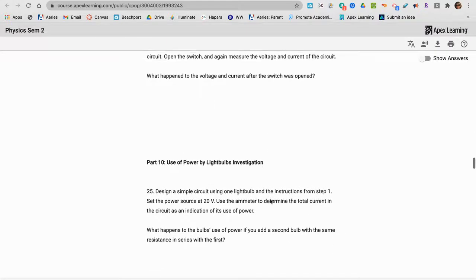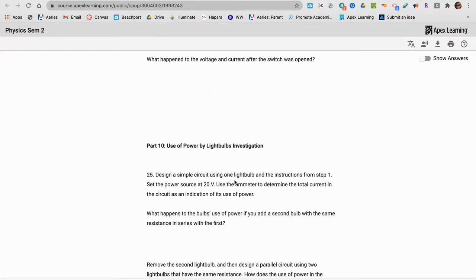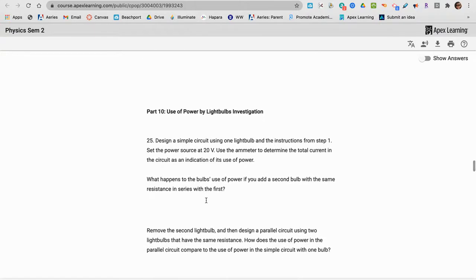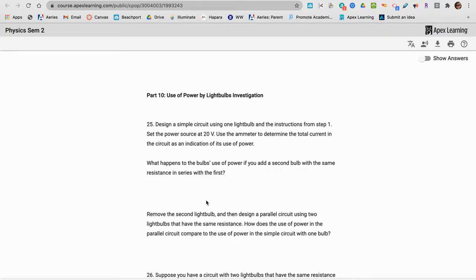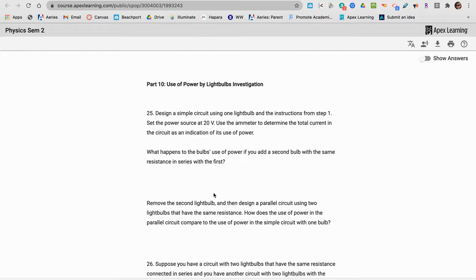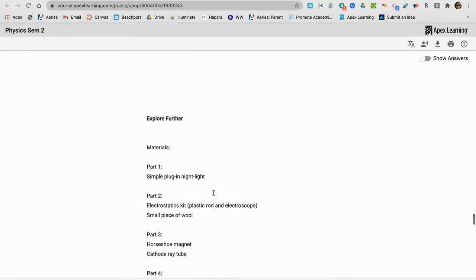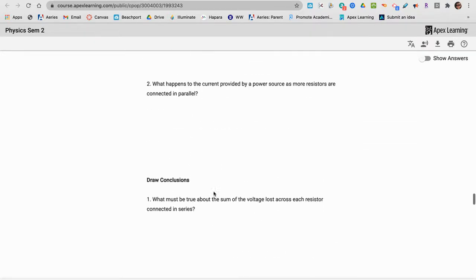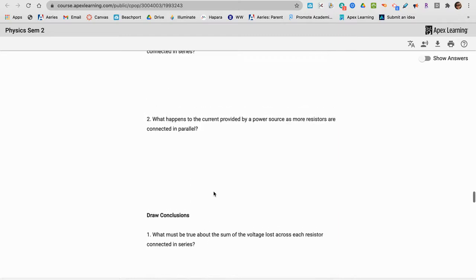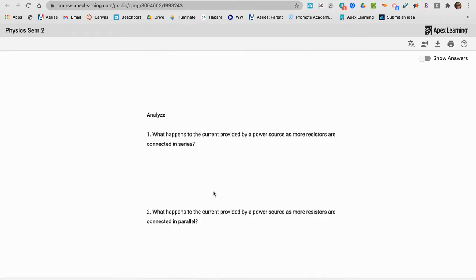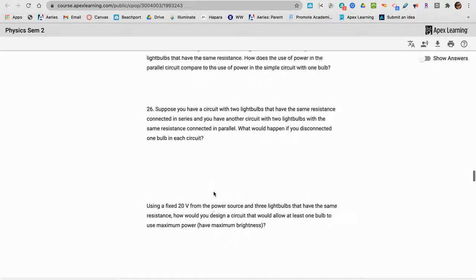Part 10, design a simple circuit using one light bulb and instructions from step 1. Use the 20 volts. Use the ammeter to determine the total current in the circuit as an indication of its use of power, right? So we're talking about power here. And power, remember, is equal to current times voltage. Yeah, so the exploring further you're not going to do, but you will have some conclusion questions to answer and you will have some analysis questions to answer, okay?